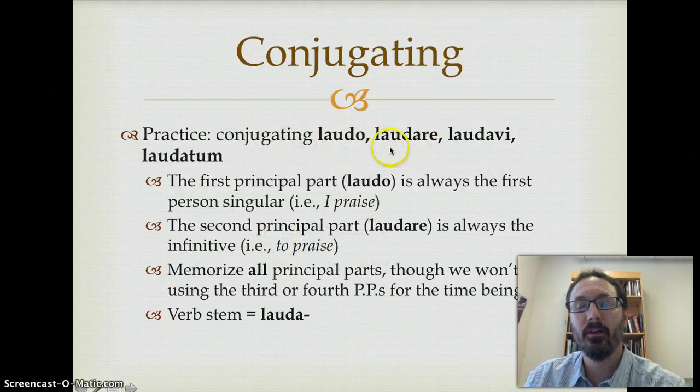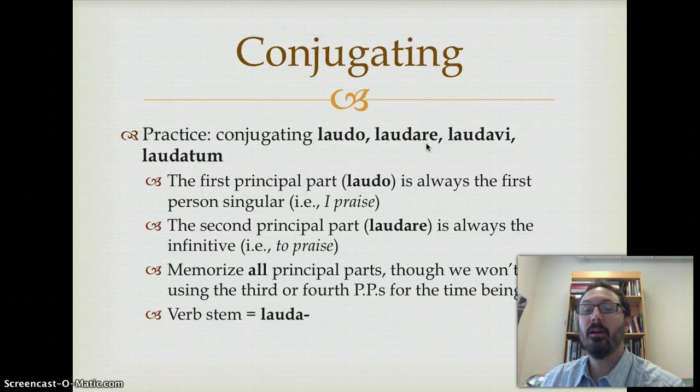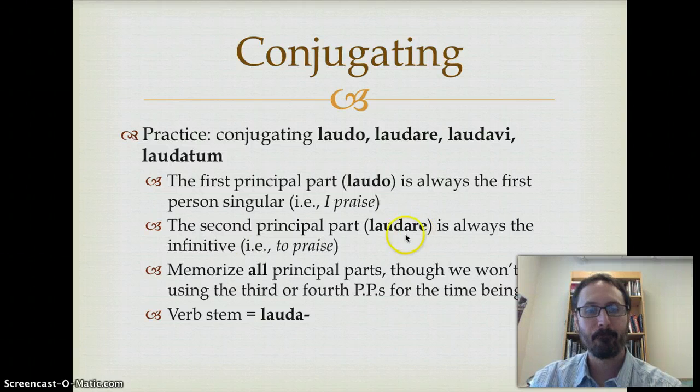You want to make sure you memorize all of the principal parts, as I mentioned before, because although we won't be using them all right away, you won't want to go back and memorize them again later for all the vocabulary you've learned up to the point where we start using, say, the third principal part. So you want to memorize this as part of your vocabulary starting now, and these principal parts will show up on quizzes and tests. All right.